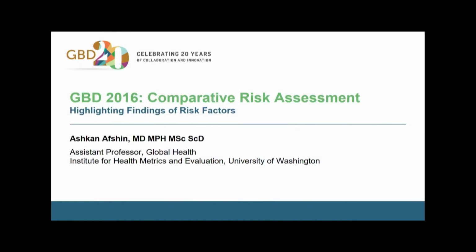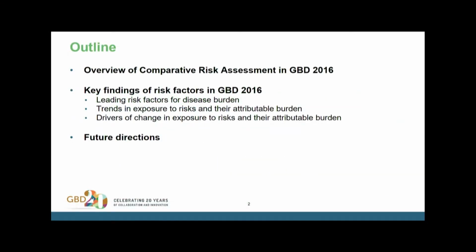I would like to start by acknowledging the contribution of more than 1,000 collaborators who have contributed to the risk factors section of GBD. And I'd like to take this opportunity to sincerely thank all of them for their valuable contribution to this work. Over the next 20 minutes, I'm going to provide you with an overview of the comparative risk assessment analysis in GBD 2016 and briefly discuss the key findings of our risk factor analysis and also briefly discuss some of the methodological improvements that we have been able to implement in this round of GBD and some of the methodological improvements that we are aiming to implement in future cycles of GBD.